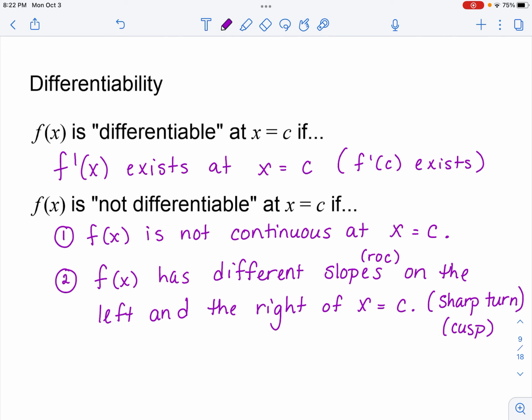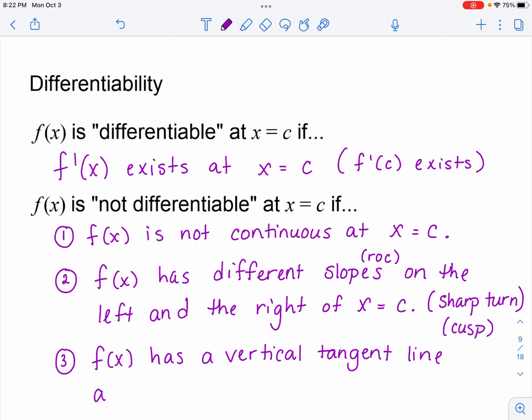Okay? But think for a second. What type of function has a sharp turn in it? We'll come back to that. All right. And then the third case for us to worry about. F of x has a vertical tangent line at x equals c. And that's a problem because we know vertical lines, well, they have an undefined slope. And because the slope comes from the derivative, if the slope is undefined, that means the derivative is also undefined, which means there's no derivative there.